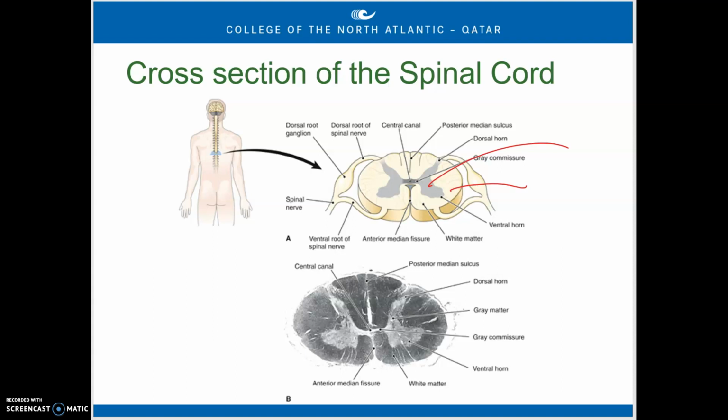Also, it's important to remember where the sensory neurons enter, usually from the back here, and then the information that's processed, and the motor neuron responses usually exit from the ventral horn.